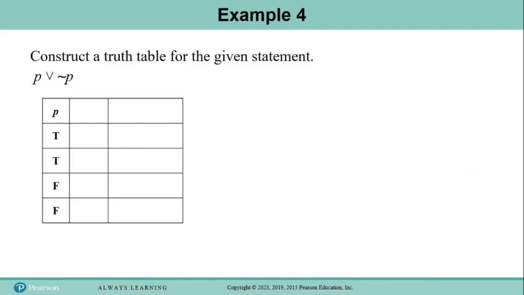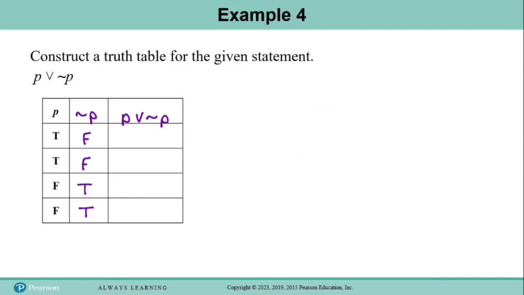Okay, now we've got something a little different in example 4. So it says construct a truth table for the given statement P or not P. So our first column heading here will be not P, and then our next column heading is going to be the entire statement P or not P. So again, not P has the opposite truth values of statement P. So where P is true, not P is false. Where P is false, not P is true.